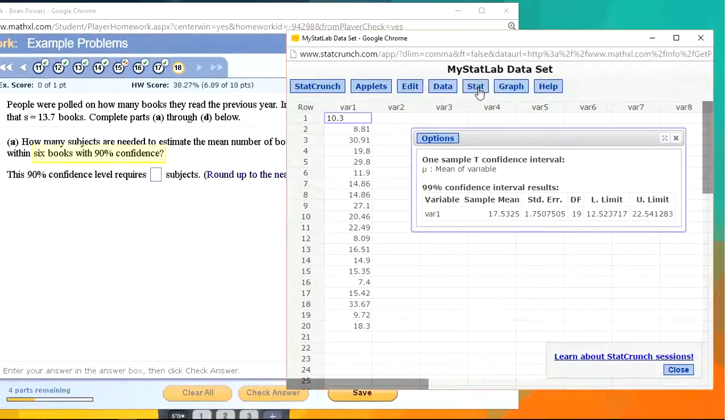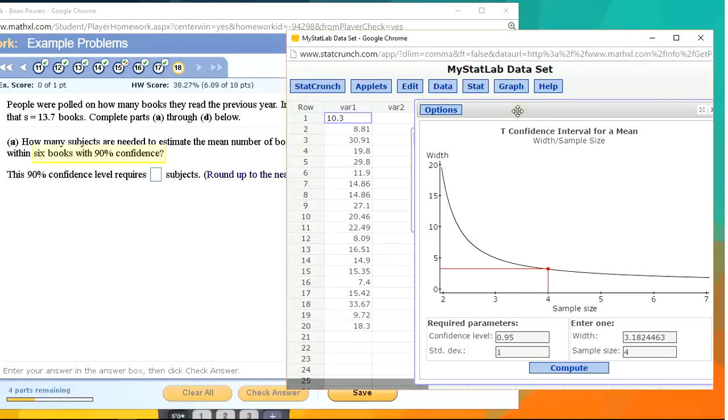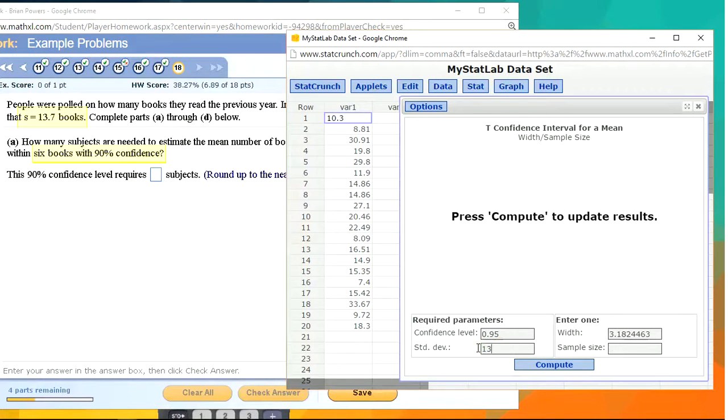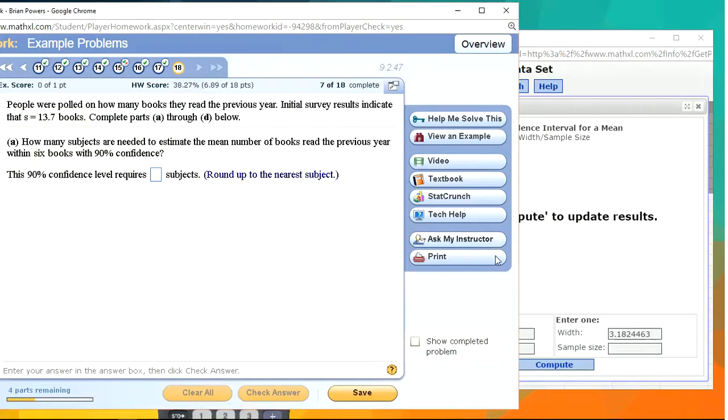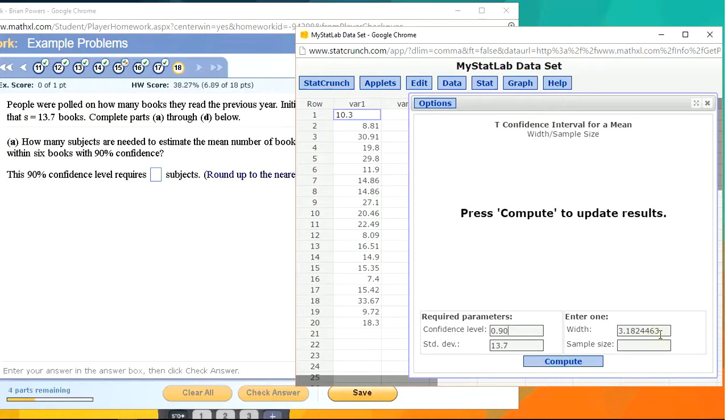Let's go to the Stat menu. Under T Stats, one sample, I'm going down to the width/sample size calculator. All right, so what we enter here is we have to give it the standard deviation at 13.7, and we give it the confidence level, 90. Now we don't know what the sample mean is, but that isn't going to change what our confidence width is, that's the only thing we need.